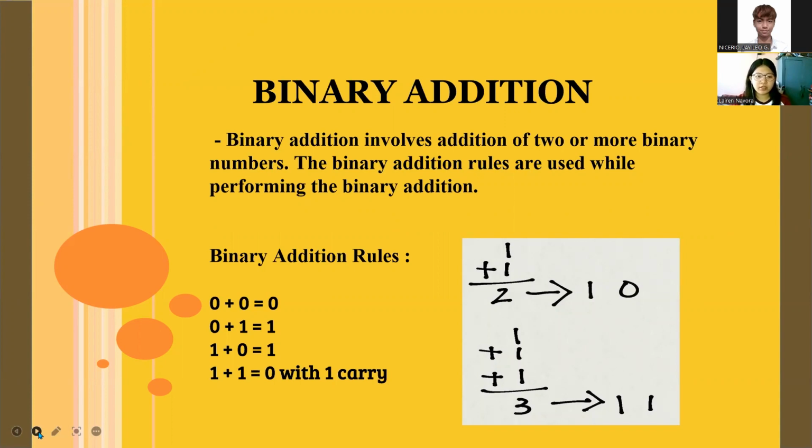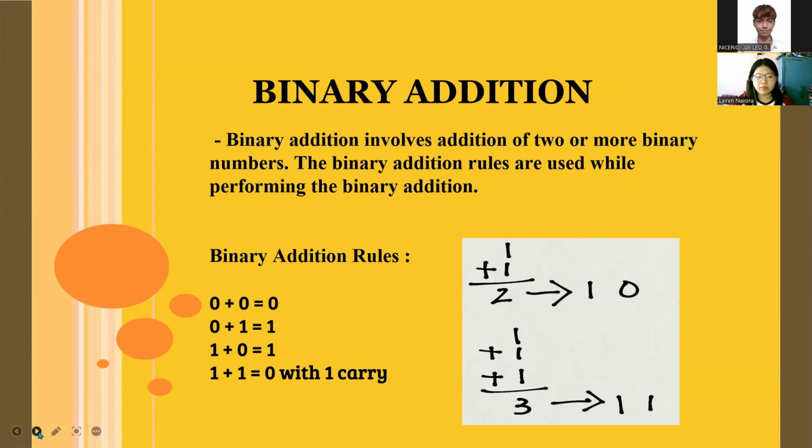So, following are the rules for binary addition. In binary, 0 plus 0 is equal to 0. Similarly, 0 plus 1 is equal to 1, while 1 plus 0 is equal to 1. And likewise, 1 plus 1 is equal to 0, with 1 as a carry to the next column.